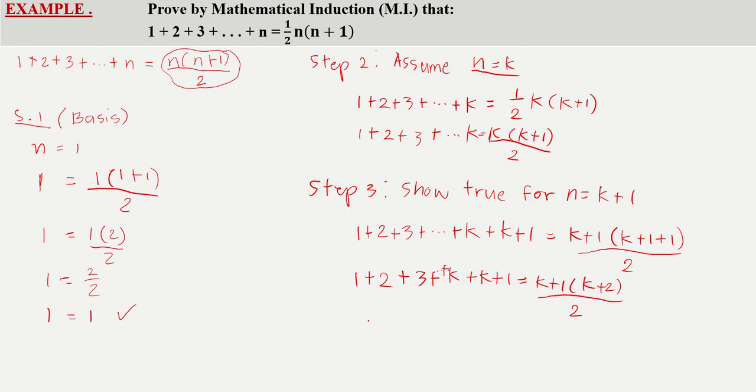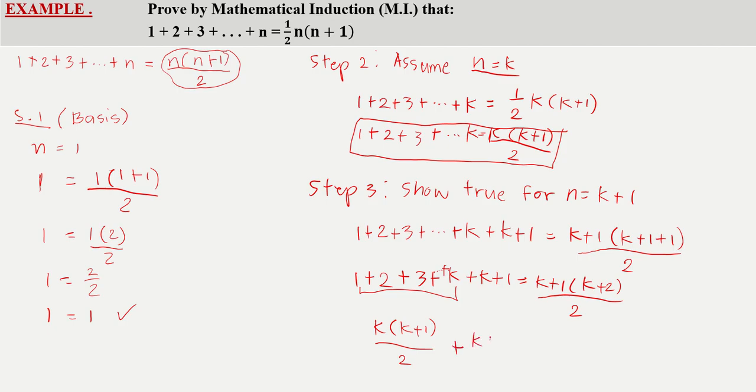Okay? And then after that, as you can see in our step 2, in our assumption, we are going to substitute our assumption. This assumption in step 2 here is very important because this will help us in our proving. As you can see, the assumption existed on this part, which means this part of our given will change into k times k plus 1 all over 2 plus k plus 1, which is equal to k plus 1 times k plus 2 all over 2.